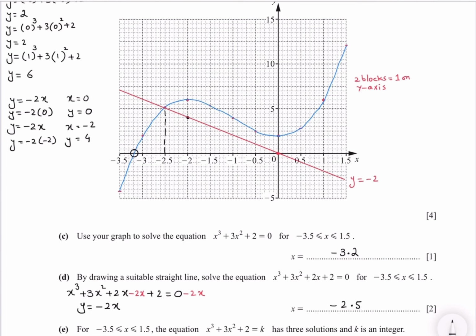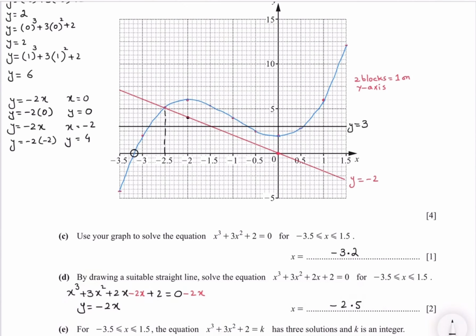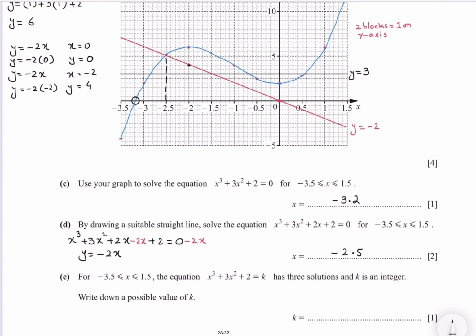The equation x cube plus 3x square plus 2 is equal to k has 3 solutions, and k is an integer. So we can draw this line where y is equal to 3. So remember, we have to look for integer values, not the decimal. So y is equal to 4 also has, y is equal to 5 also has 3 solutions.